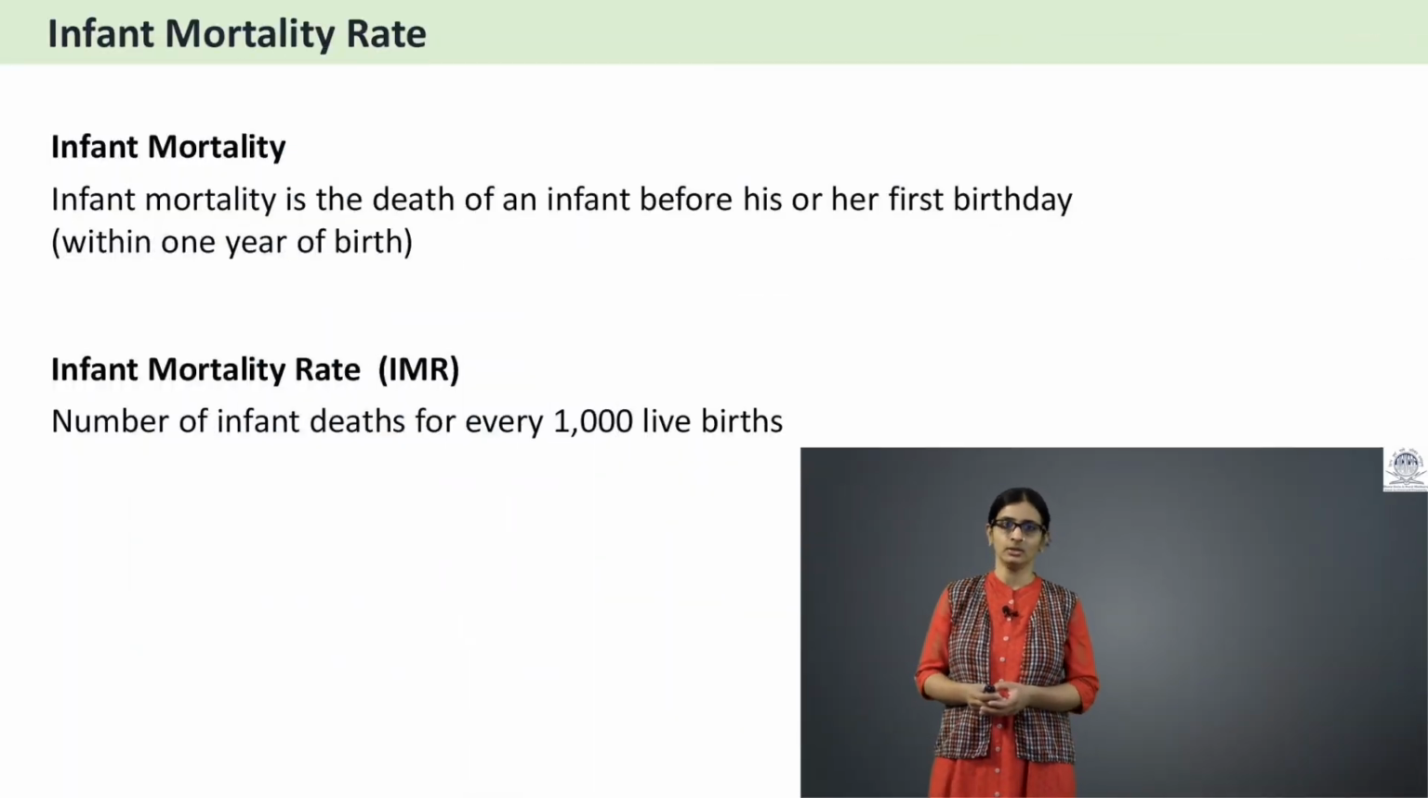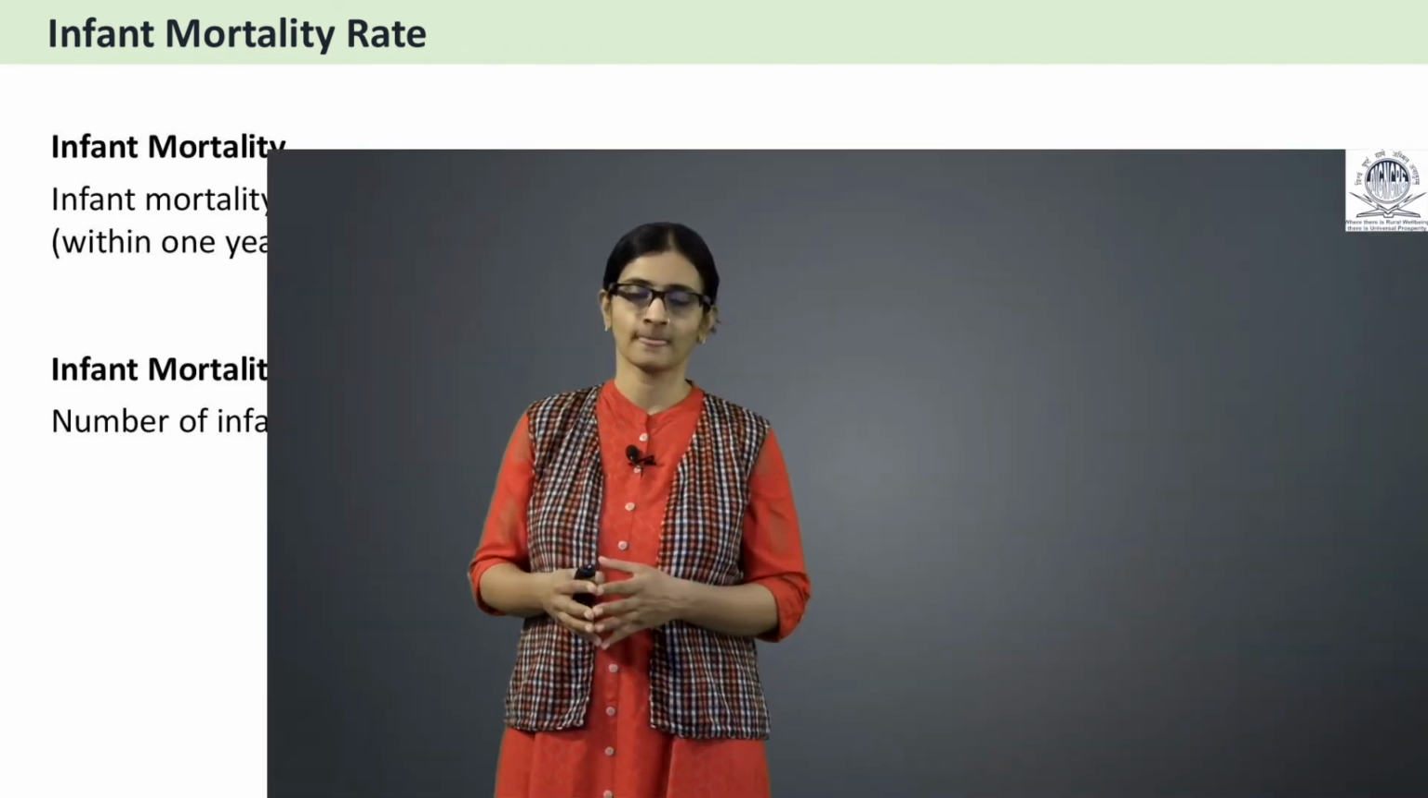Infant mortality rate. Infant mortality refers to the death of an infant before his or her first birthday, that is within 1 year of his or her birth. An infant mortality rate is the number of infant deaths for every 1000 live births. 2018 data shows that the national infant mortality rate was 32. Madhya Pradesh had the worst infant mortality rate at 48 and Nagaland had the lowest at 4. In the last 10 years, infant mortality rate has witnessed a decline of about 35% in rural areas.